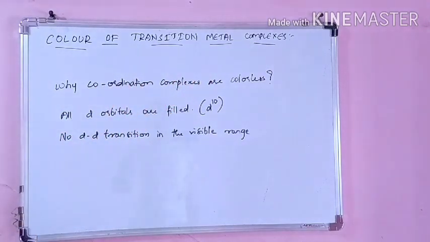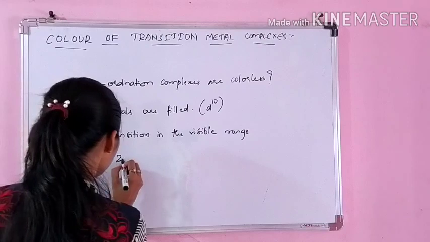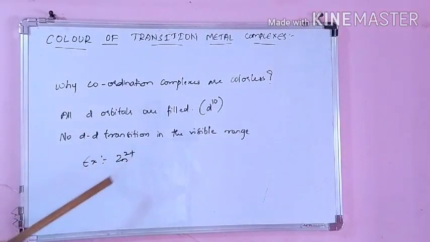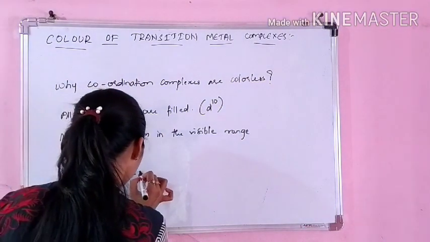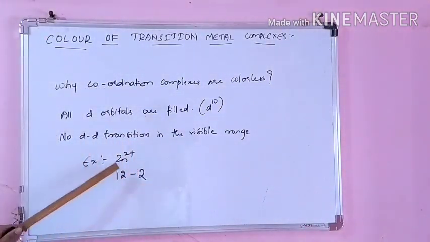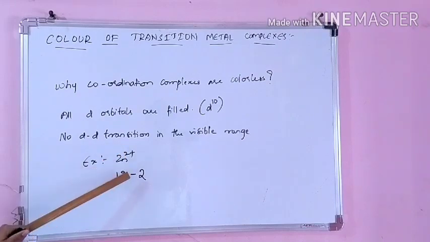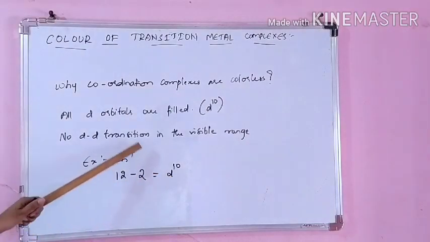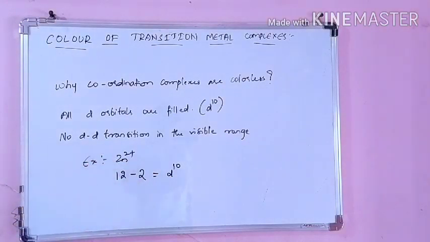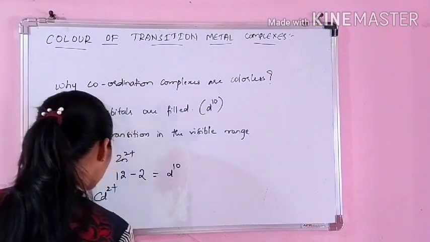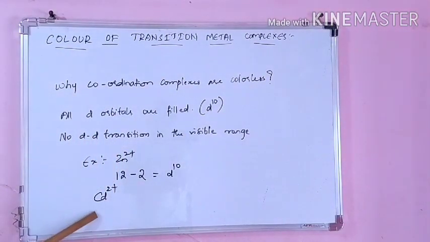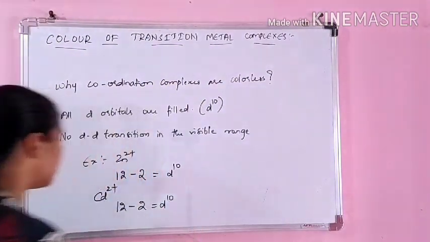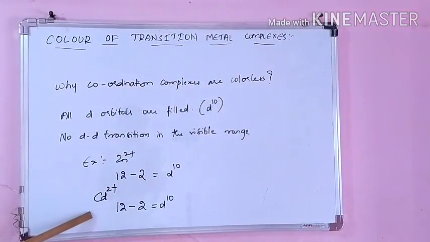You can take the example of Zn2+. How will you write the d configuration? Zinc is in group number 12. Minus 2 electrons, you will achieve the d10 configuration. Hence your Zn2+ is colorless. You can even take cadmium 2+. Clear? Here Cd2+ is also colorless. Here again it is in group number 12. Minus 2 electrons, then again you will have the d10 configuration. So even this is colorless, you can tell.